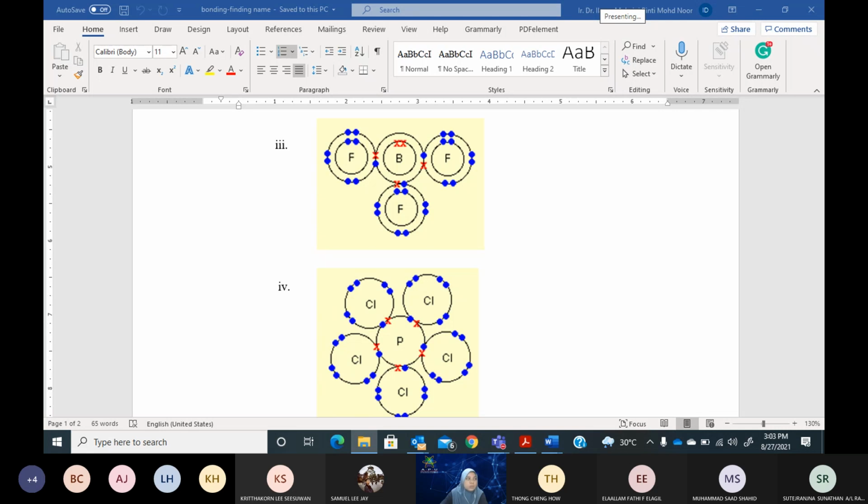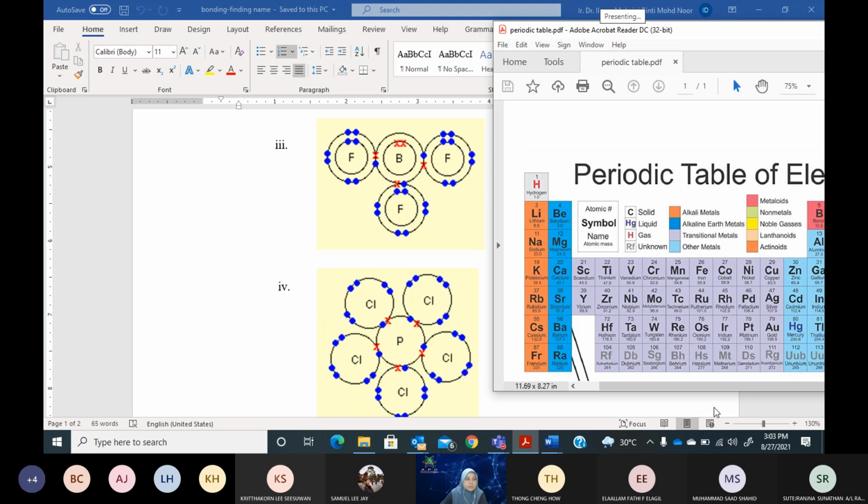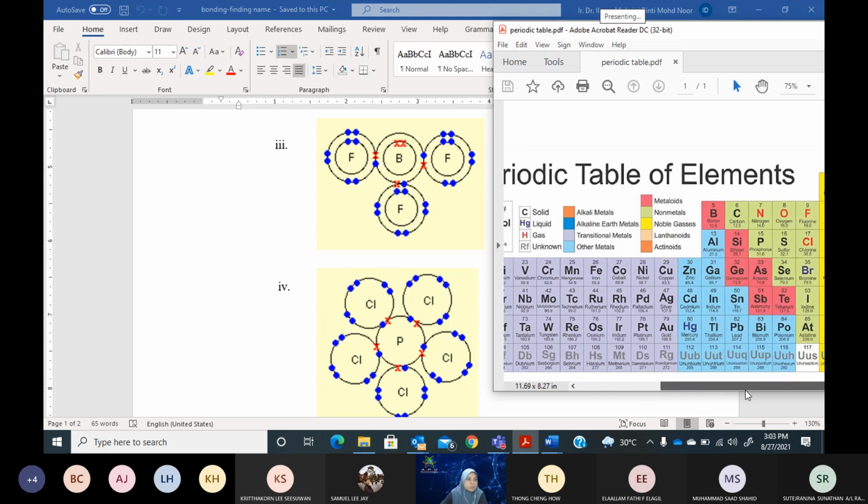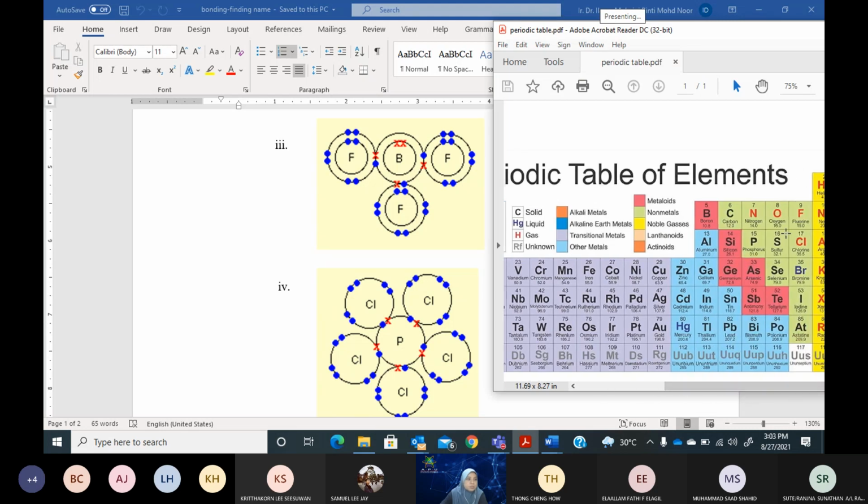So check the chlorine in the periodic table. Chlorine is 17, so 2,8,7. Okay, you must separate between the shells. So the drawn shell is just the valence shell, the last shell, the 7. So each of these chlorine has 7 electrons, the blue color.